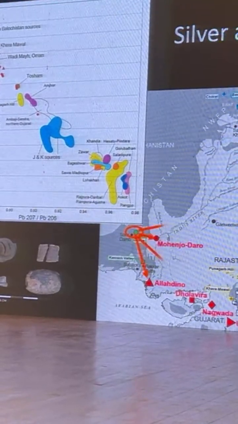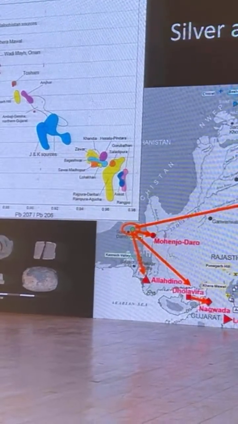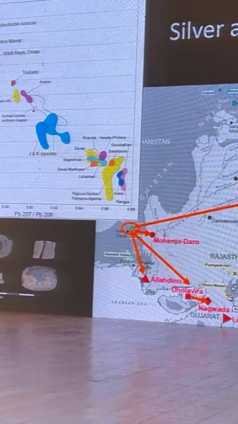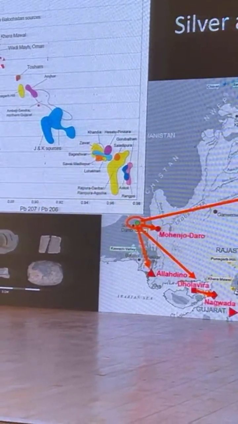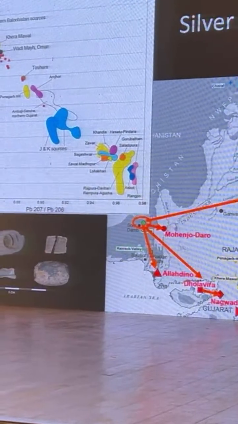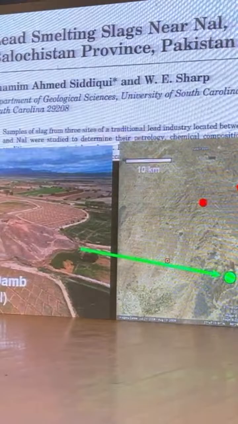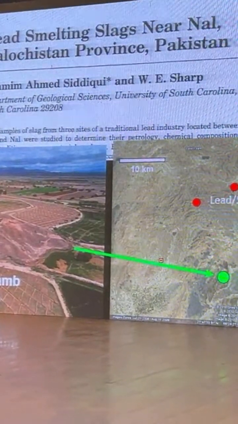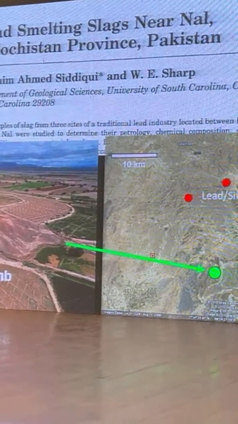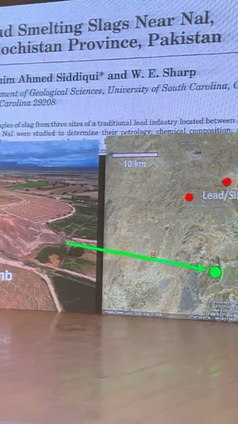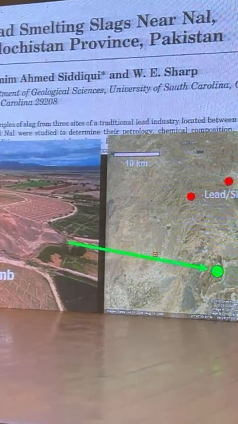And from there, silver was extracted and sent to Aladino, Mohenjo-daro, and even further afield in Dholavira and Rakhigarh. This was a major Harappan silver source. Not the only one, but the primary one. And as I said, the site of Sordab lies just a few dozen kilometers from these very silver-rich lead deposits. And I think this warrants further investigation.